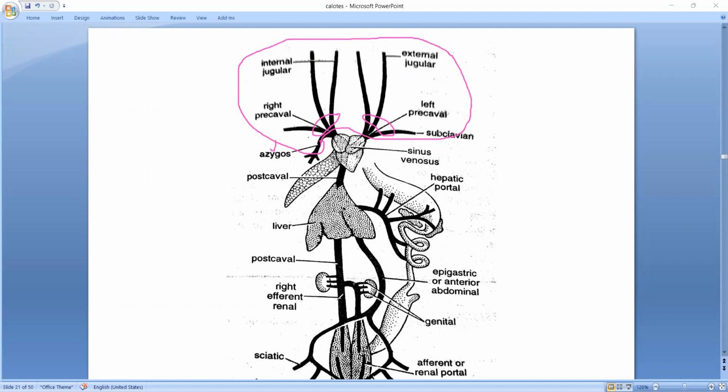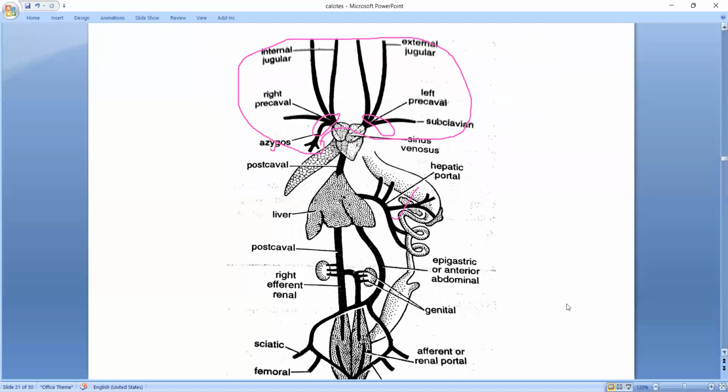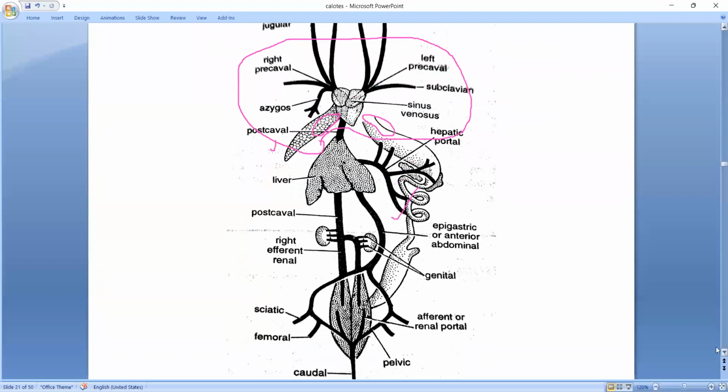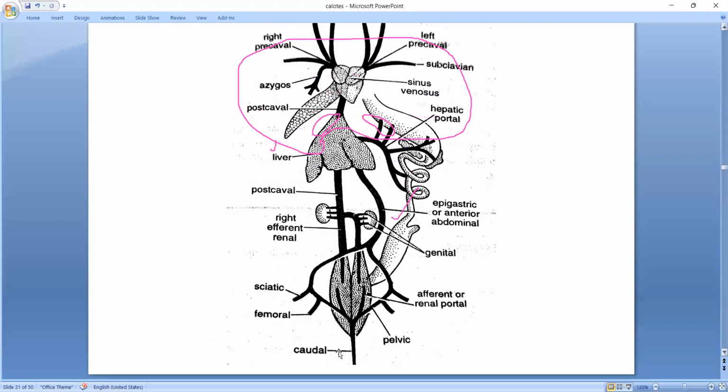So it has this what we call, this is the hepatic portal system, and from here to here, this is a renal portal system, this is the hepatic portal system.